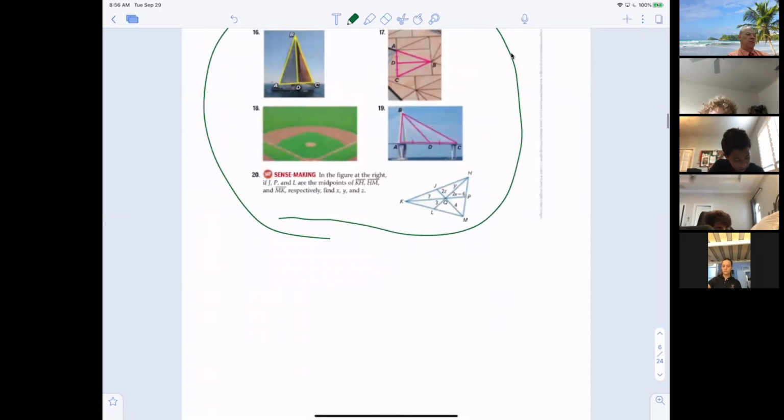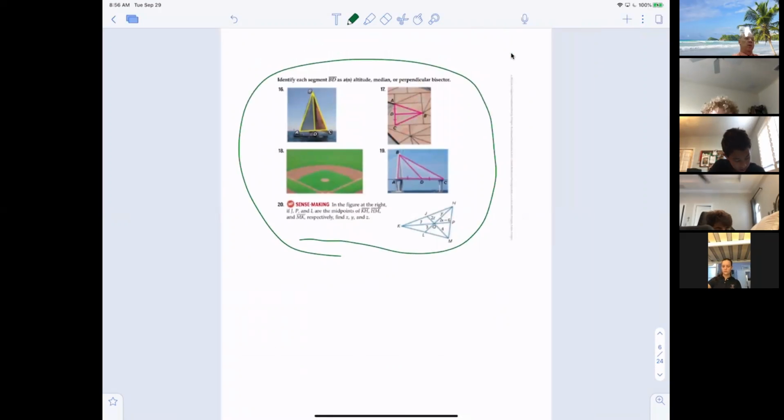Okay, that's good enough. So you have to be able to tell me if it's an altitude. Altitude is height. Median is midpoint. Perpendicular bisector bisects the side and is perpendicular.